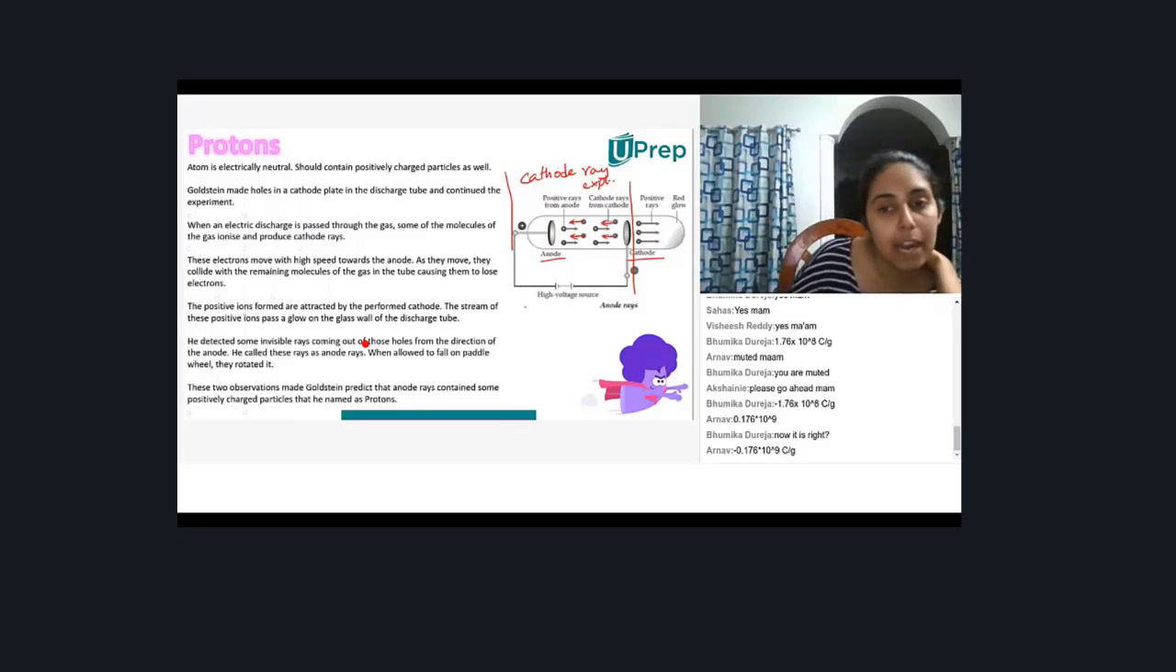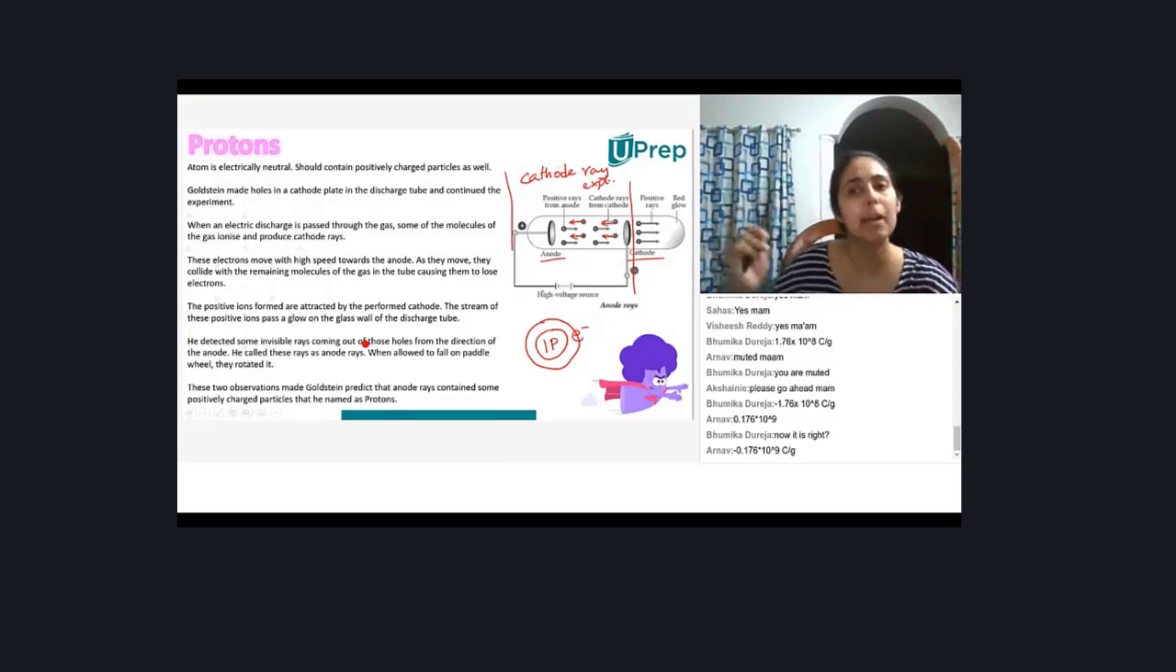What is the atomic structure of a hydrogen gas? Hydrogen gas has one proton in the nucleus and one electron revolving around the nucleus. So this atom itself gets hit by all of these electrons that are coming from the cathode rays. Those electrons coming from the cathode have some velocity.